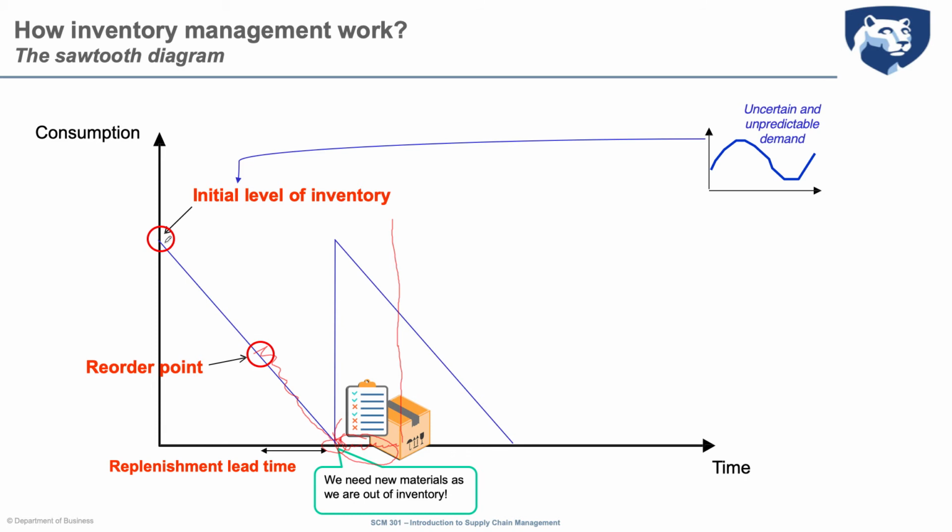And that's how it goes. So then I will restart from here. I will consume until it is the reorder point. Again, issue a new order. When I'm out, it will be replenished.